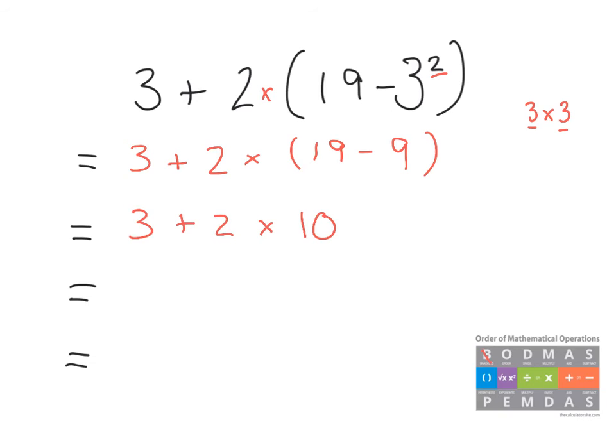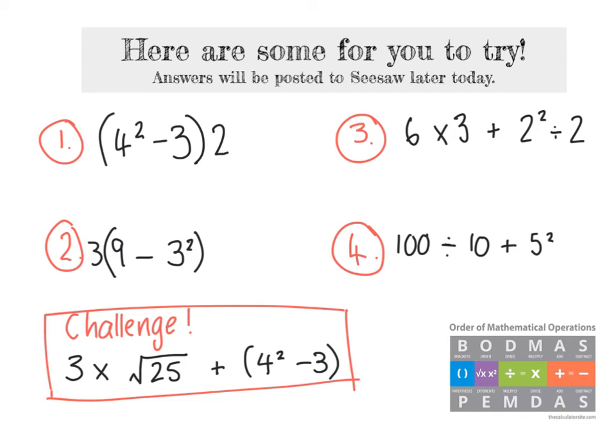So we've done this, and now we're up to multiplication or divide. So we've got a multiplication, so that's next. So now we're doing 2 times 10, which is 20. And now we're doing 20 plus 3. Great job. All right, lastly, this is your task for today.